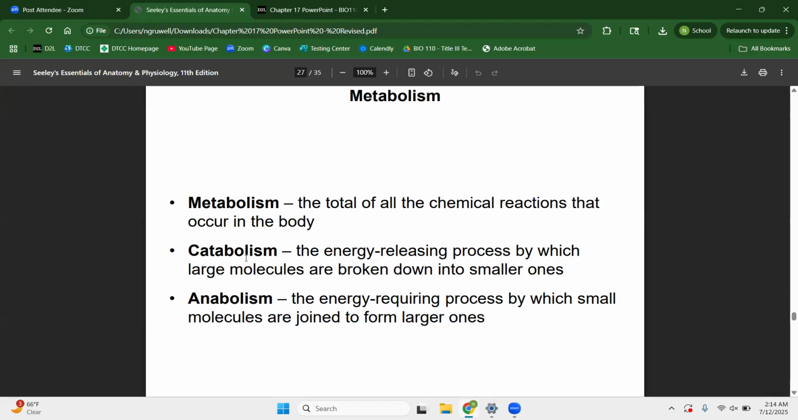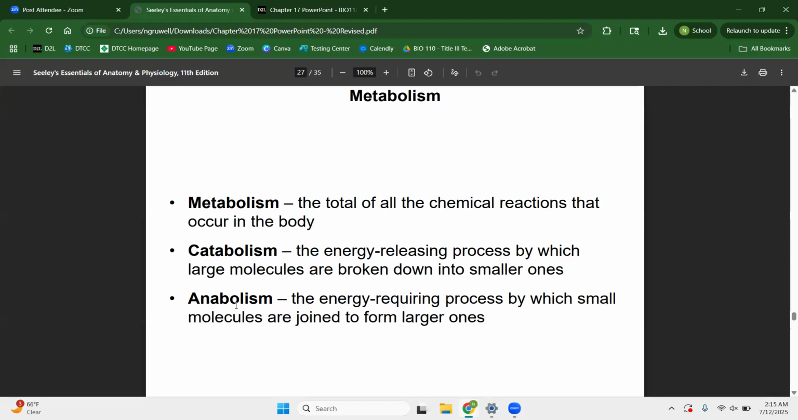Now, catabolism and anabolism, if we added these two up, that's what gets us this total number. Catabolism, I always say cats like to knock things over. So this is going to be our energy releasing process. We have large molecules being broken down into smaller ones. So anytime we're breaking a bond, we're going to release energy.